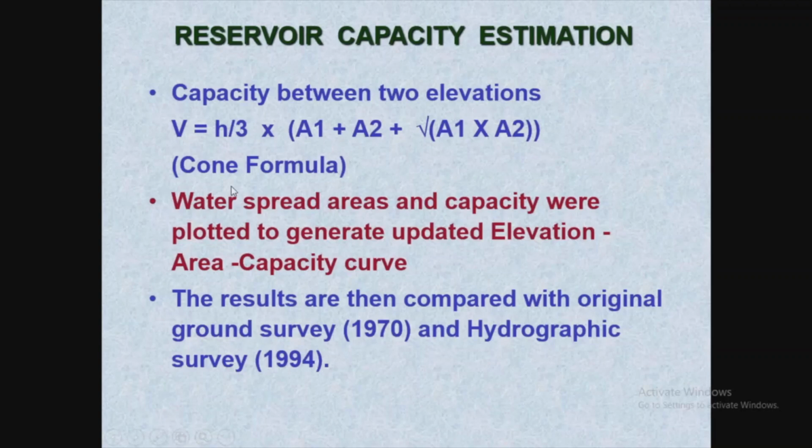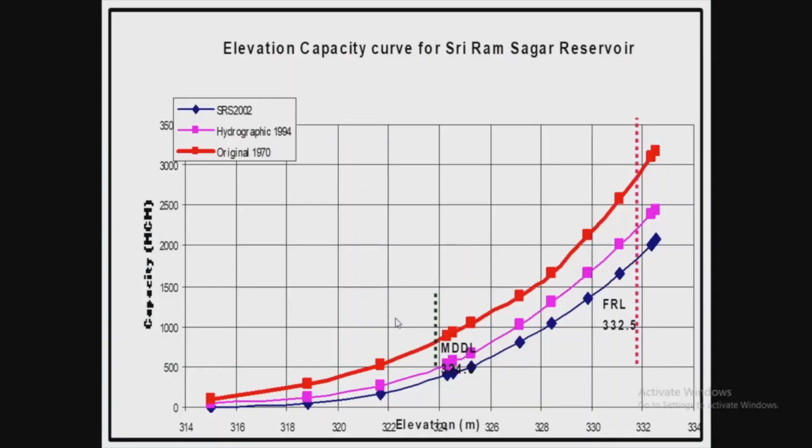You have used the cone formula, you have developed a capacity curve also. Results are then compared to the original ground survey or hydrographic survey or original capacity curve. In between there must be some hydrographic survey also. So you can go to the hydrographic survey results, or some in between original ground survey results, and compare with that also, and the original capacity survey also. So you can see I have compared these capacities. These are the elevations and these are my capacities.